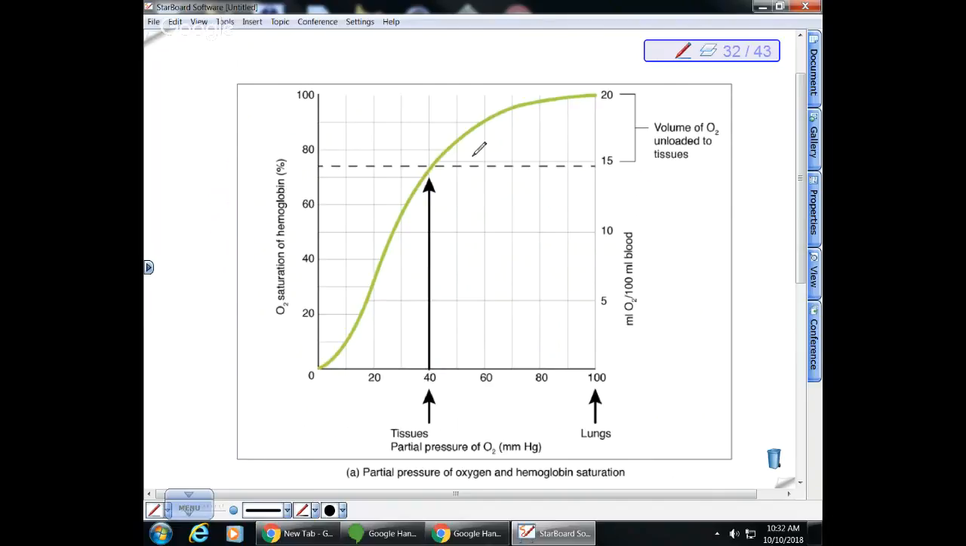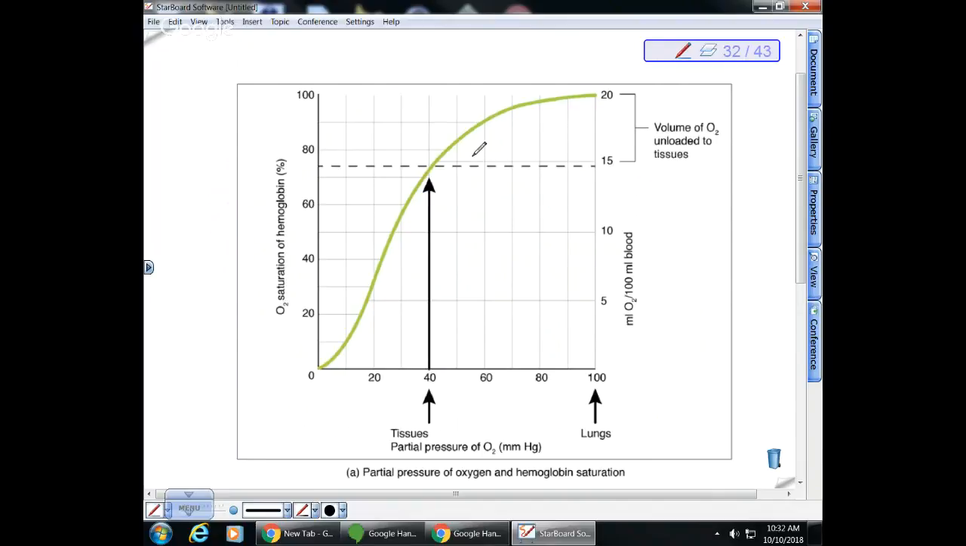You'll notice that in the lungs, the partial pressure is really high because that is where it is picking up oxygen, so O2 saturation can be really high in the lungs. But as we move out to the tissues, notice that the partial pressure of oxygen decreases. Here at 40 millimeters of mercury, the partial pressure of oxygen is going to cause the oxygen to be released so that it can be taken up by the tissues.